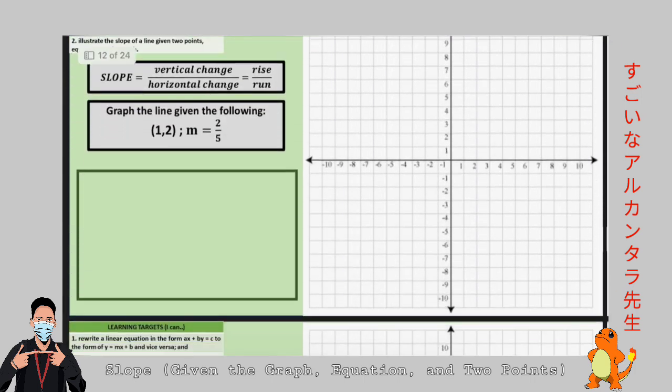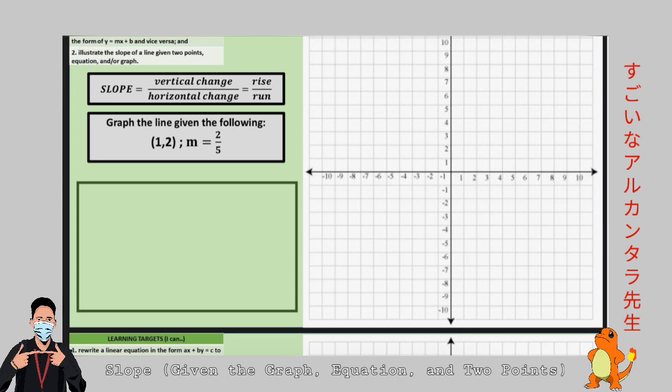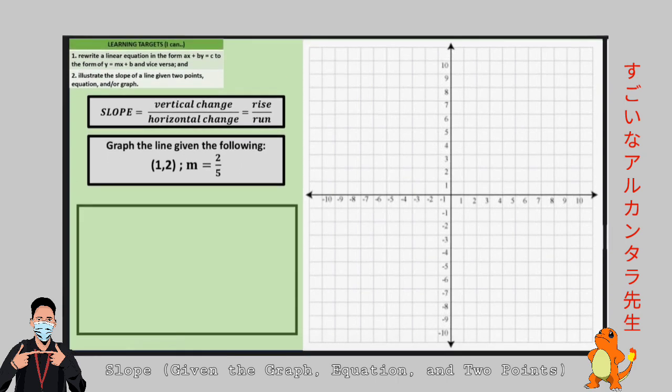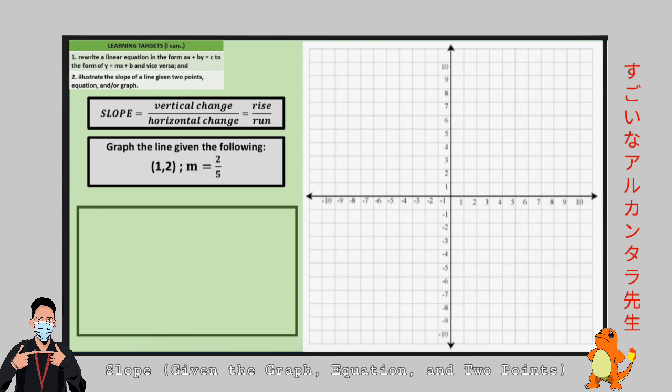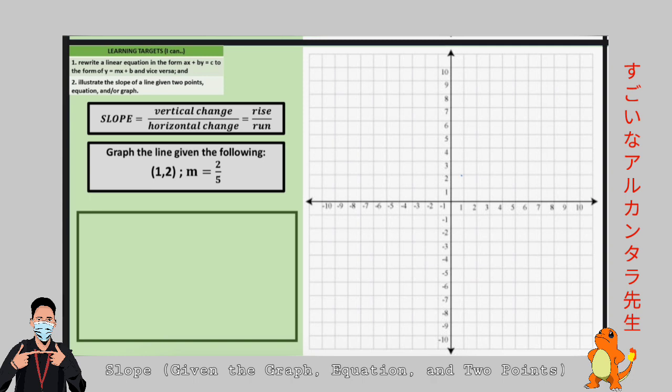Now let's have one more example. Let's say that we have here (1, 2) and a slope of 2/5. Again, what you have to do here is simple. You don't have to panic. All you have to do is plot the point first, (1, 2). (1, 2) can be found in quadrant 1, and here it goes. This is where you see (1, 2). And since the slope is also a fraction, 2/5 is equal to rise over run.